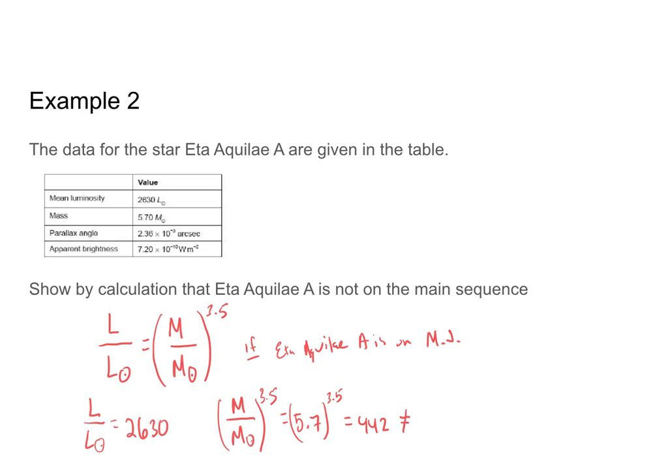That is not equal to 2630. Therefore, L is not proportional to m to the 3.5, because for main sequence stars, luminosity must be proportional to mass to the 3.5. Since this is not the case, that means we are not on the main sequence. And there you have it, guys. That is how we can use the mass-luminosity relationship to determine whether a star is on the main sequence.